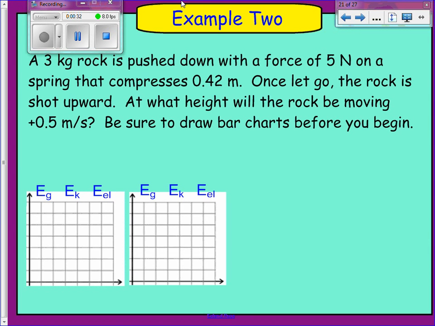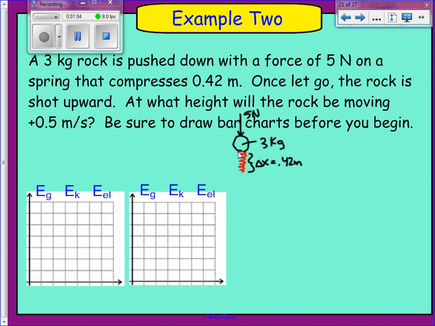All right, so let's imagine this scenario. You have a rock compressing this spring. And what are we told about this initial scenario? Well, we're told that the rock is 3 kilograms. We're told the spring is compressed, or has a delta X of 0.42 meters. And we're told that in addition to all of that, there is a 5 newton force being pushed down.